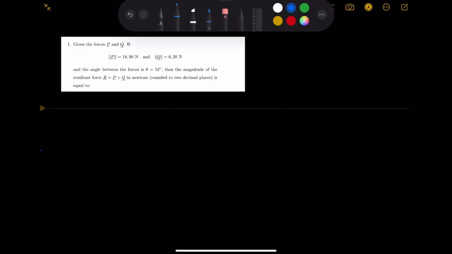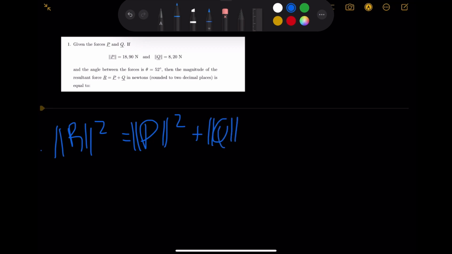So in this example over here, we're given that P is equal to 18.90 newtons, Q is equal to 8.20 newtons, and we're also given the angle between the two, and we're told to calculate the resultant force. Now from our previous video, we know that the formula is R square is equal to P square plus Q square plus 2 multiplied by P multiplied by Q multiplied by cos theta, right?